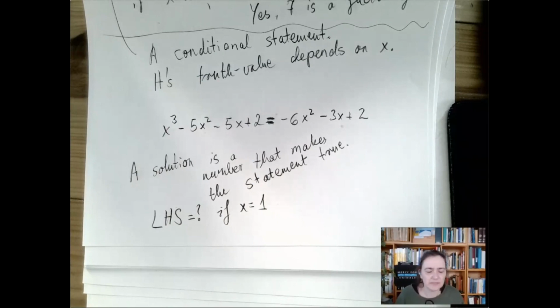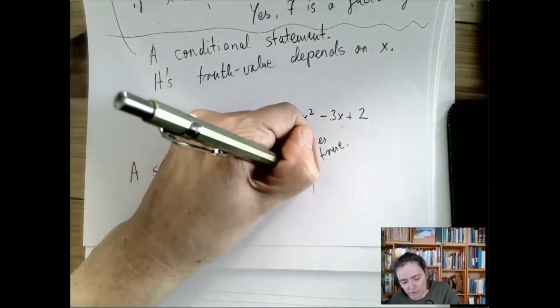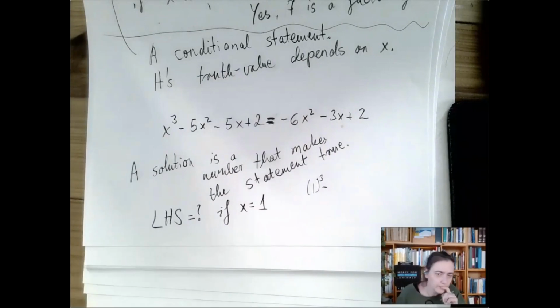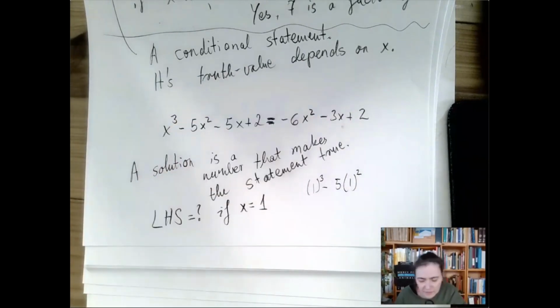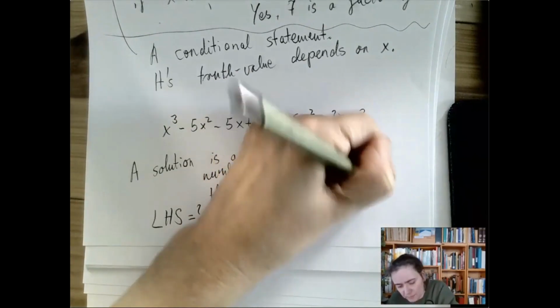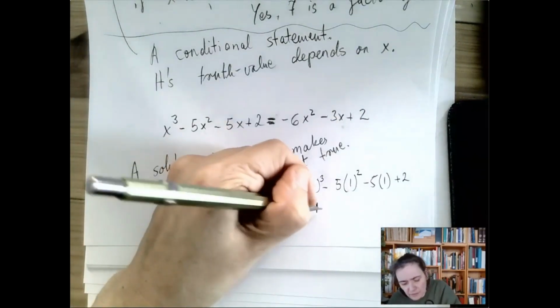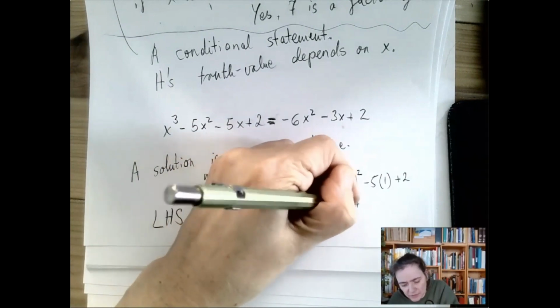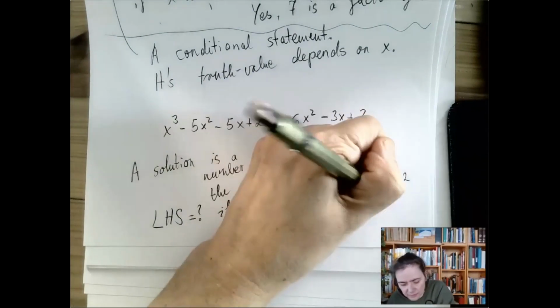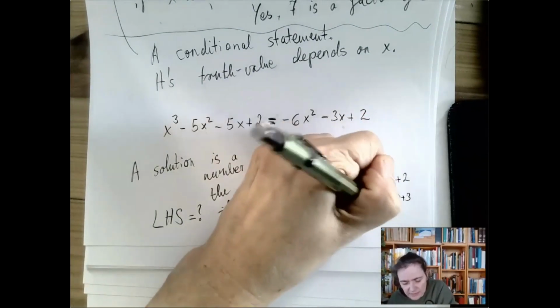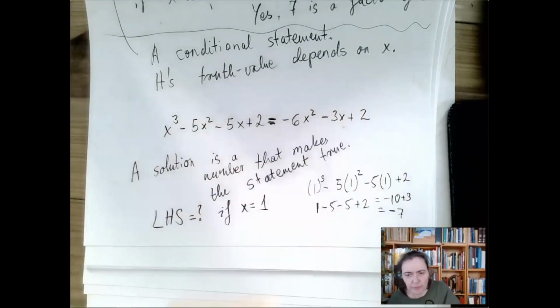I'm getting -7 as well. We have 1 cubed minus 5 times 1 squared minus 5 times 1 plus 2. And that's 1 minus 5 minus 5 plus 2. That's basically -10 plus 3, right? -10 plus 3. That's -7. I didn't use order of operations. I gathered the positive ones and the negative ones. Okay, what about the right-hand side?